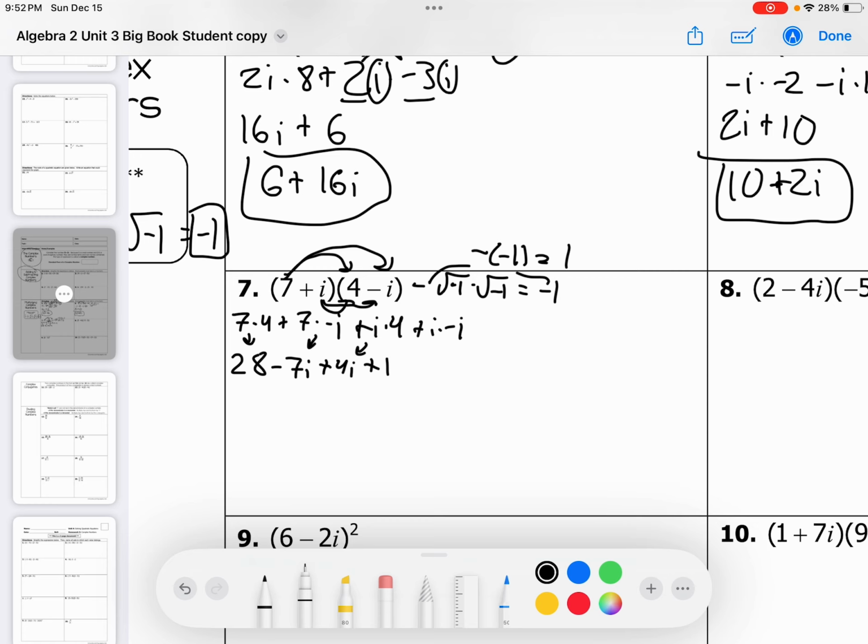Here we have some like terms to combine. I have 28 and plus 1 that I could combine, so that'll give me 29. And then I have negative 7i plus 4i. Negative 7 plus 4 is negative 3, so that would give me negative 3i.